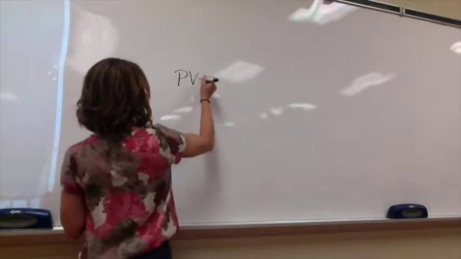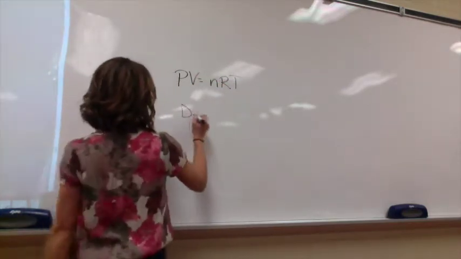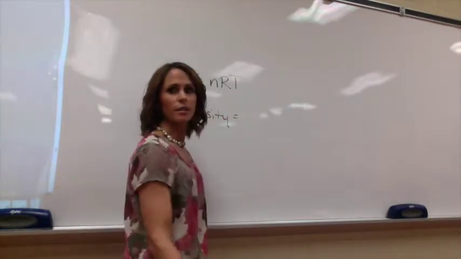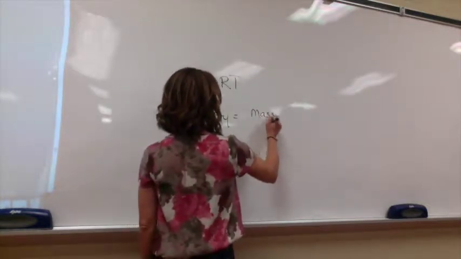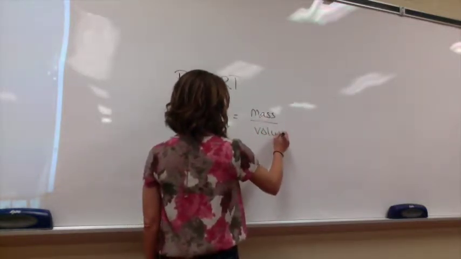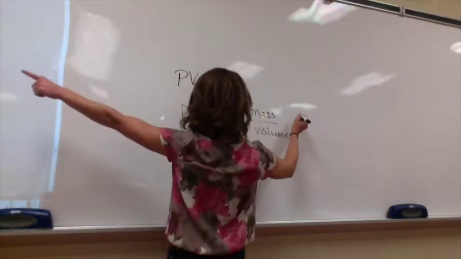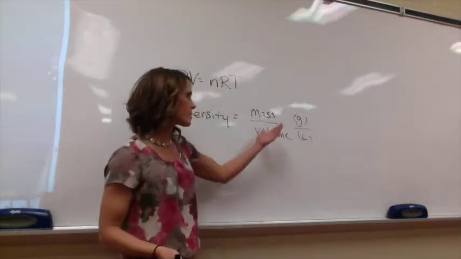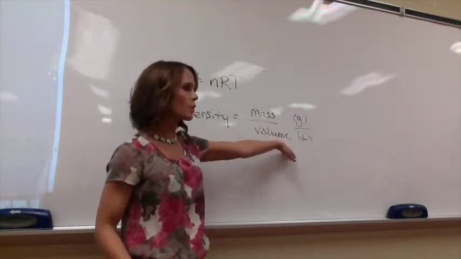So the first one that we have is PV equals nRT. We know that we have density. So what's the equation for density? Mass over volume, right? What is the mass and the volume typically given as? Grams and liters, right? If it's not, then obviously it would be like milligrams or liters. But because they gave us grams and liters, those are the units that we're going to use.